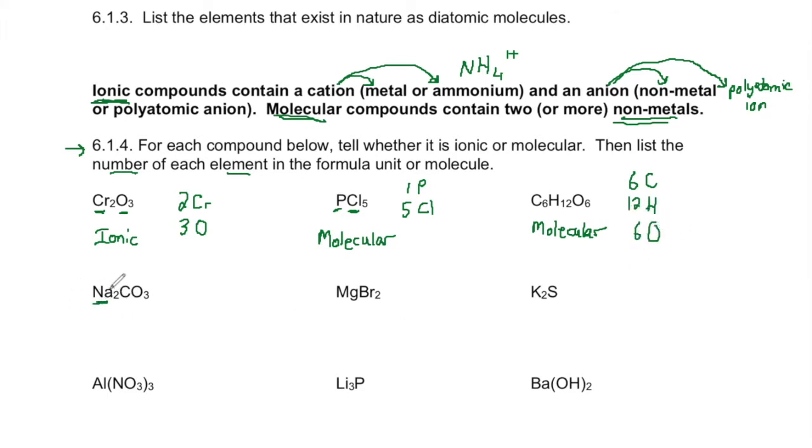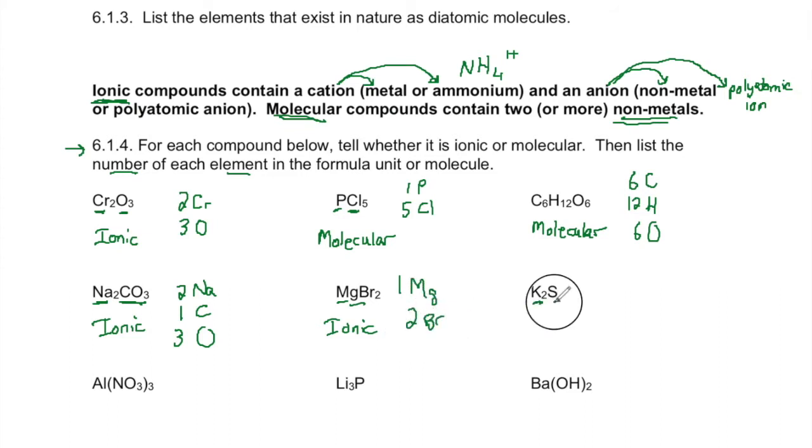This one we do have a metal, something that's able to form a cation. And then even though you might not recognize it yet, we have a polyatomic anion. So this is ionic. It has 2 sodium, 1 carbon, and 3 oxygen. This one has a metal and a nonmetal. It is ionic. It has 1 magnesium and 2 bromine. This one has a metal and a nonmetal. It is ionic. It has 2 potassium and 1 sulfur.